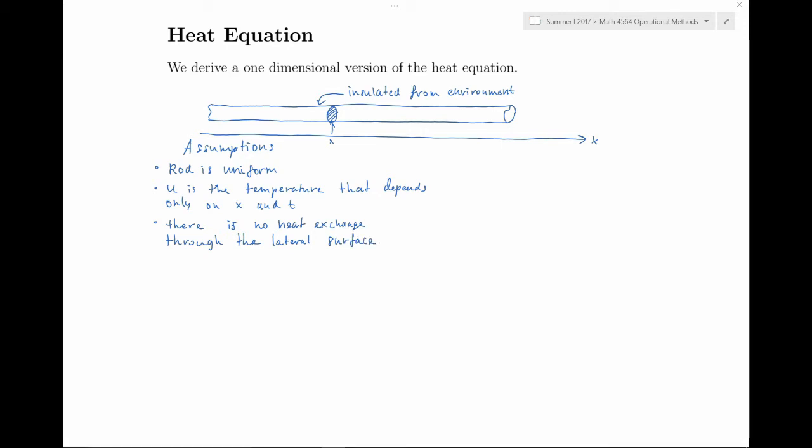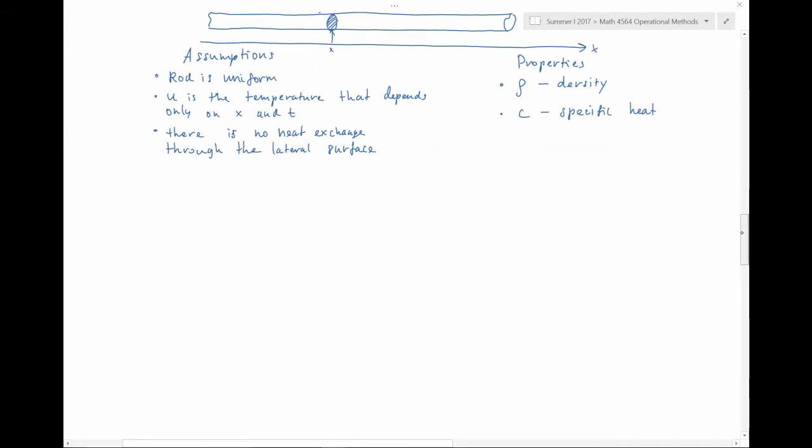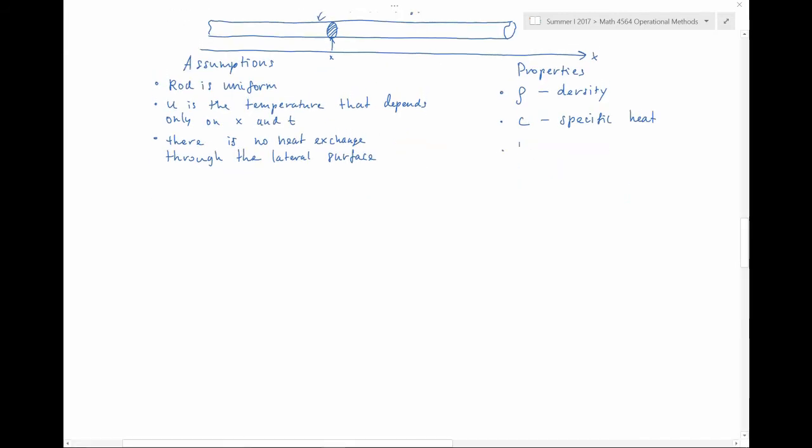There are also several physical characteristics of the material that we need to take into account. One of which is the density, the specific heat, which is the amount of energy needed to raise a kilogram of material by 1 degree. And we also make use of the constant K, which is the heat conductivity, a constant that says how fast heat travels through the material.